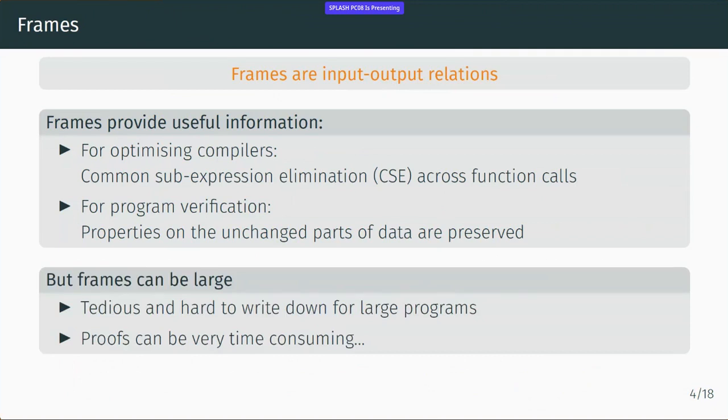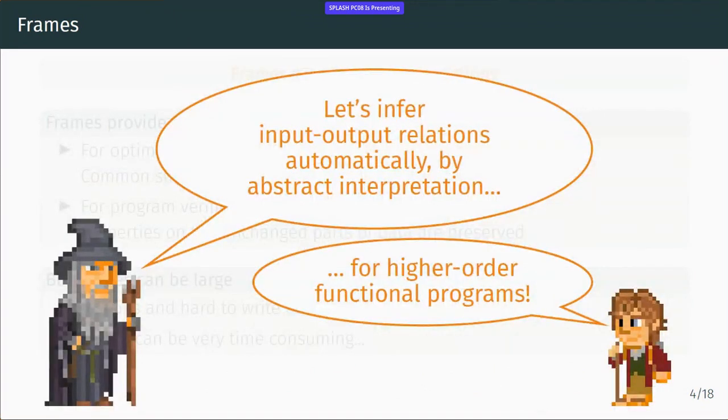One caveat is that these frames can be very large. Okay, so if you have to write them down manually, it's a daunting task. It's also quite difficult to maintain when your program evolves. And the proofs are rather uninteresting to do, but still very long. Okay, so we had this idea, Thomas and I, that maybe we could infer these relations in an automatic manner using abstract interpretation techniques. And in this talk, we will focus on the case of higher order functional programs.